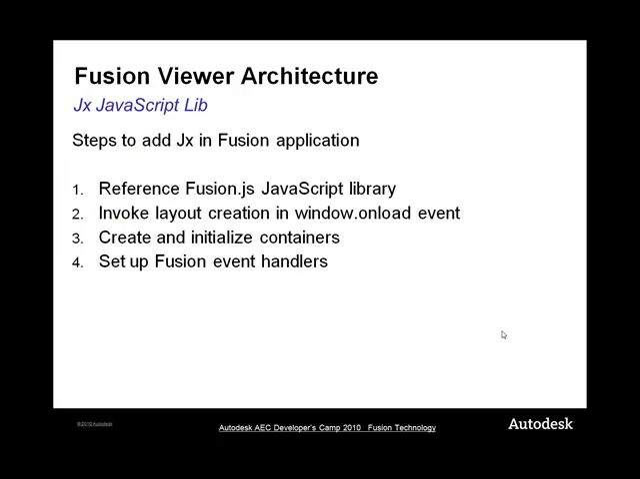To add GX for the Fusion application, here are 4 steps to add GX in Fusion applications. 1. Reference fusion.js JavaScript library. 2. Invoke layout creation in window.onload event. 3. Create and initialize containers. 4. Set up event handlers. We will take a close look at these steps.